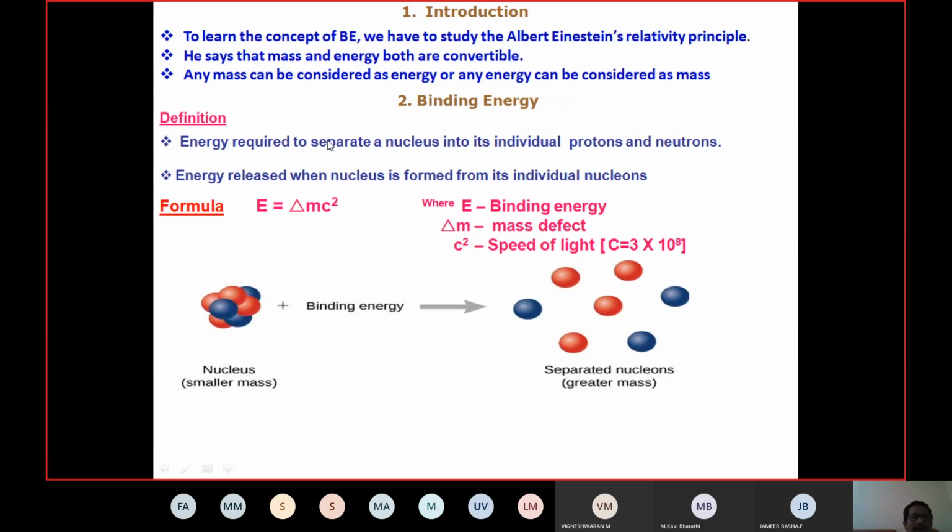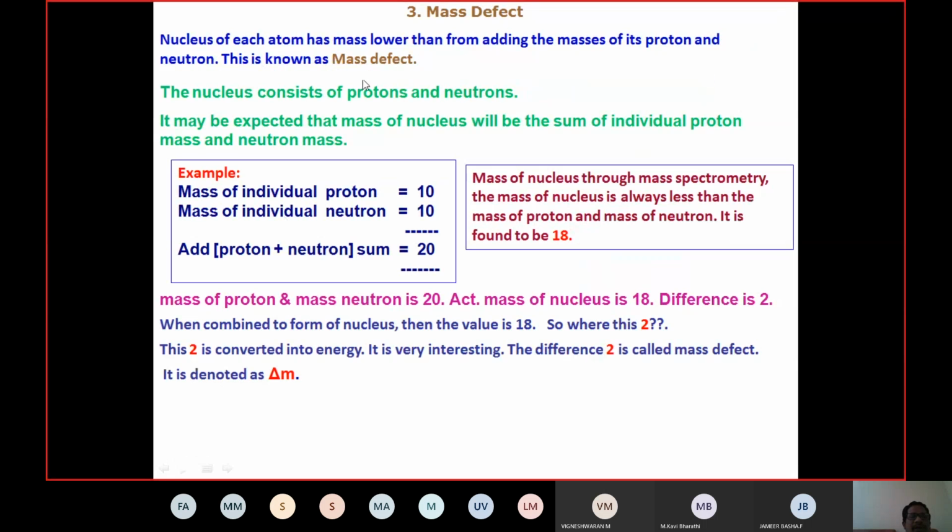So the definition of binding energy is the energy required to separate a nucleus into individual protons and neutrons, or the energy released when a nucleus is formed from its individual nucleons. So what is meant by mass defect? The nucleus of each atom has a mass lower than the sum of the masses of its protons and neutrons. This is known as mass defect.